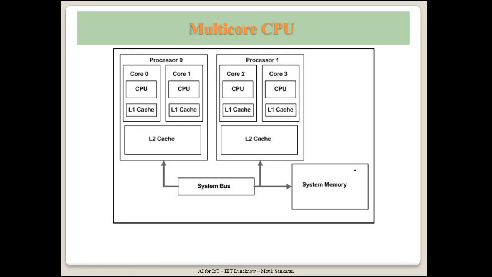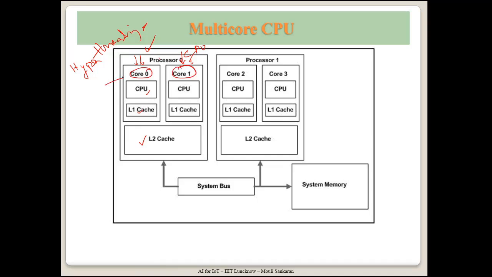So let us talk about multi-core CPUs now. When you have multiple cores, normally each core has its own dedicated L2 cache and L1 cache and CPU. Nowadays, CPUs also have multi-threading. Intel has hyper-threading, a technique wherein each processor, each CPU, has multiple hardware threads running. That means this is one core, this is another core.